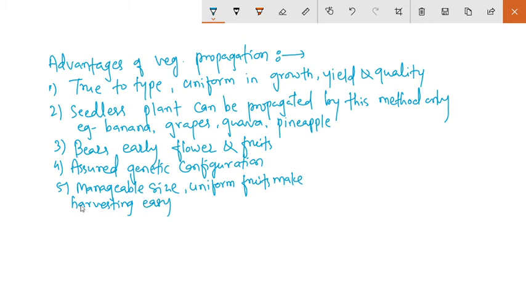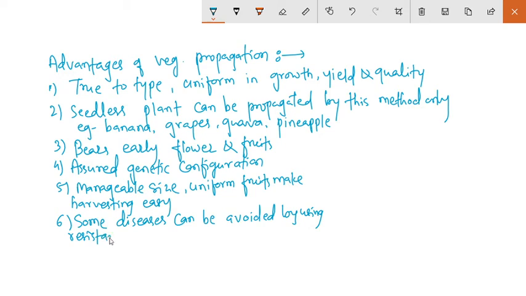Then some diseases can be avoided by using resistant rootstock. For example, Rangpur lime. It is lime as rootstock for budding the Mandarin orange. That means if Mandarin orange is grown on Rangpur lime rootstock, the disease called gummosis does not occur. Okay.